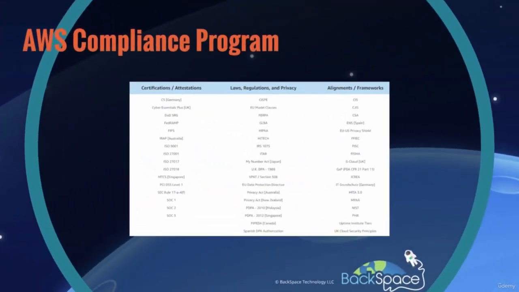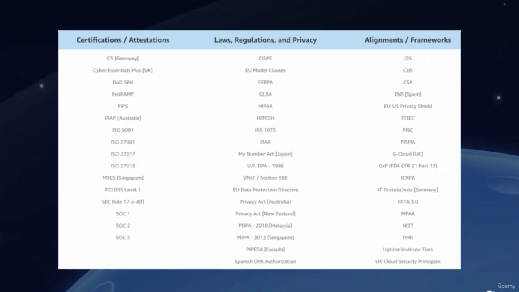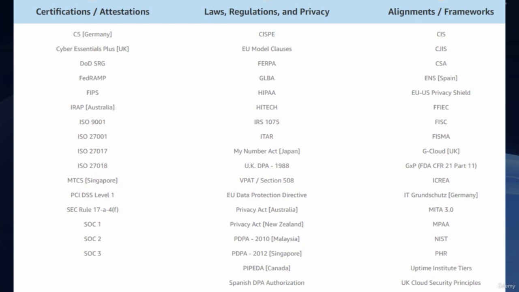The AWS Compliance Program covers a very broad range of certifications, laws and regulations, and frameworks that AWS is compliant with or can help you to become compliant with. For example, we've got ISO 9000, we've got the Payment Card Industry Data Security Standard as well that AWS is compliant with. We've got the HIPAA standard there that AWS can help you to become compliant with as well.